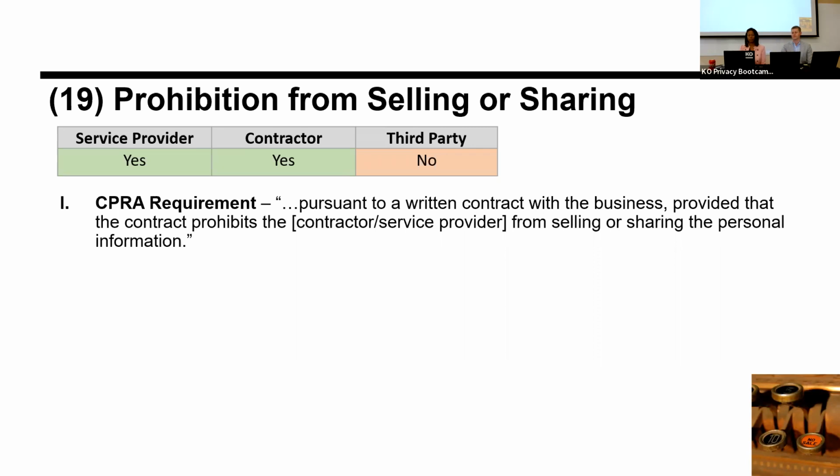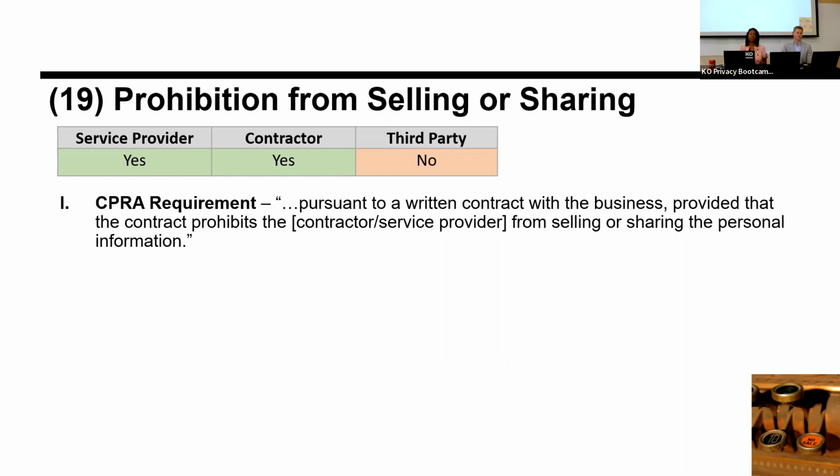These next three provisions are not applicable to third parties. These are focused on our vendors, our service providers, and our contractors. And these are found inside of the statute under the definitions of service provider and contractor. And here specifically, and we've talked about this selling and sharing a lot today, but here we see it again. There is a prohibition on your vendors, processors, selling and sharing data.